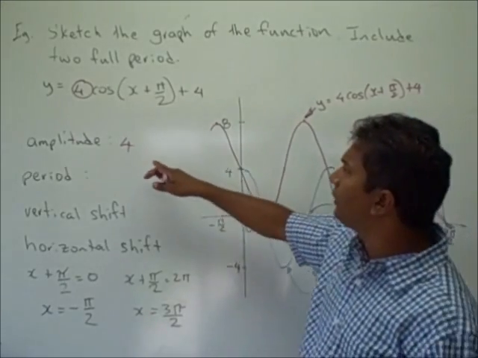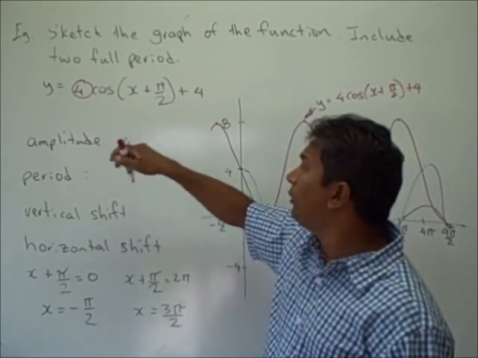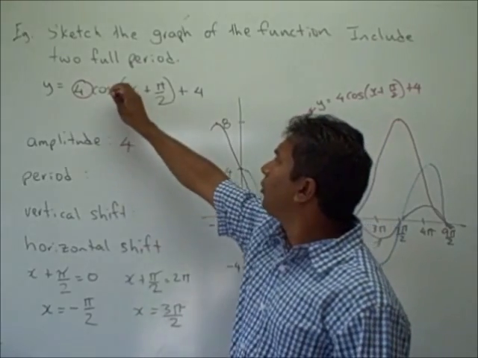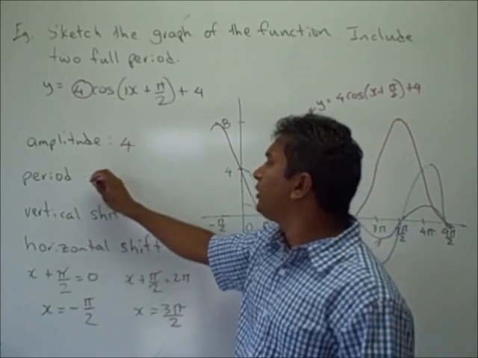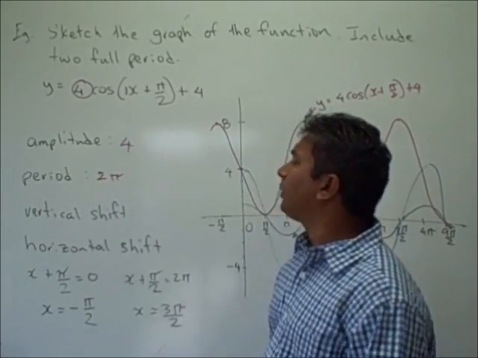We know our period is equal to 2 pi over b. So our b is the coefficient of x. So it would be 2 pi over 1. So our period is 2 pi.